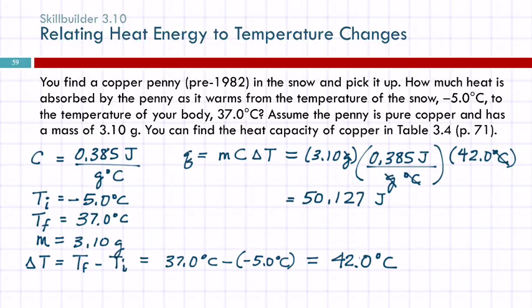How many significant figures should our answer have? This is 3 sig figs, this is 3 sig figs, and that's 3 sig figs. So we should call this 50.1 joules. Any questions?